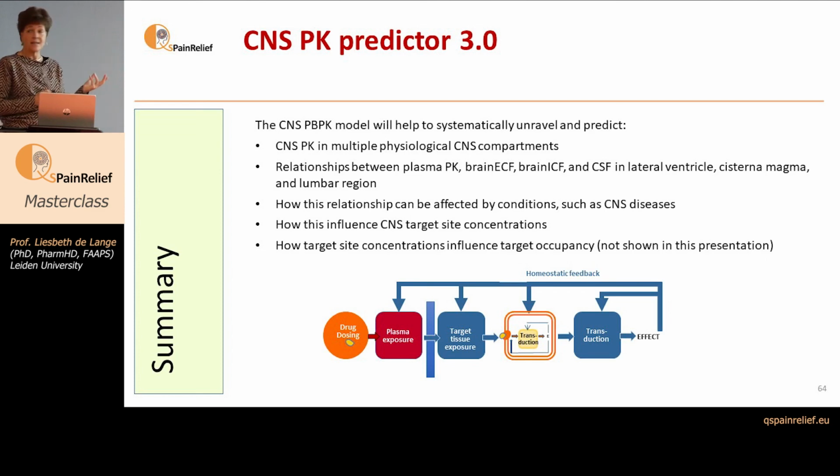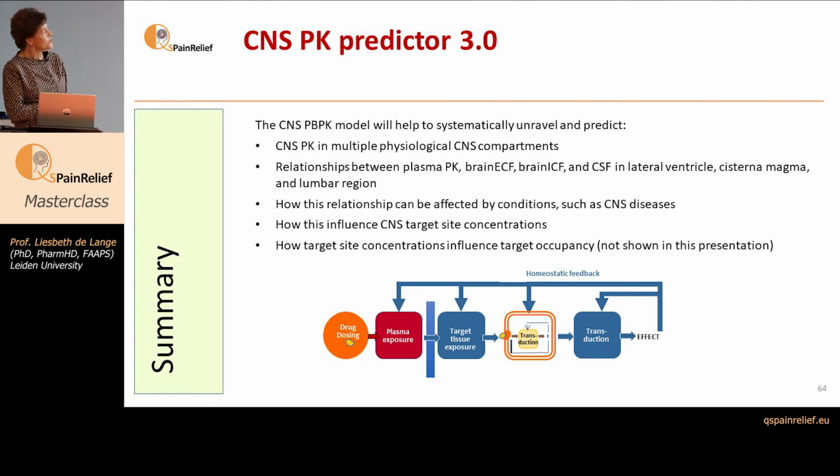Okay, to combine for this CNS-PBPK model, this will help in systematically unraveling and predicting the CNS pharmacokinetics in multiple CNS compartments, because we also include, of course, the spinal cord CSF, and therewith also the relationship between plasma pharmacokinetics, brain extracellular fluid, brain intracellular fluid, and CSF in these multiple places, I should say. And we can understand how these relationships are actually affected by conditions such as CNS diseases, and how that then influences the target site concentrations and ultimately also links to the receptor occupancy and the effect. So we're trying to really go through this line that I will present again and again.